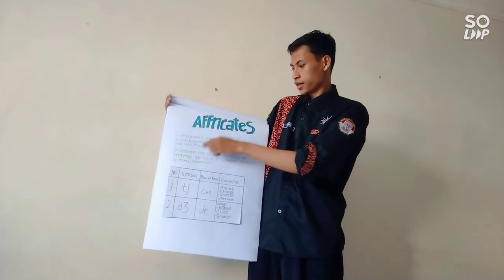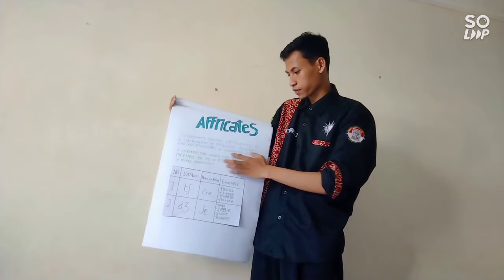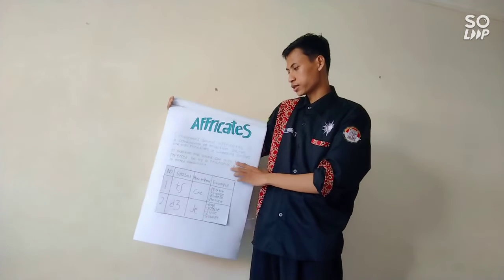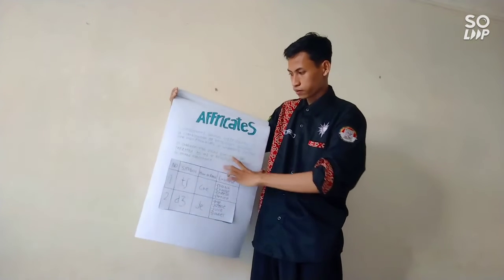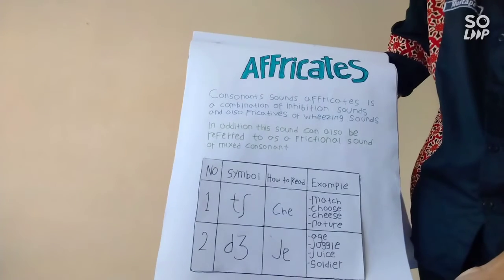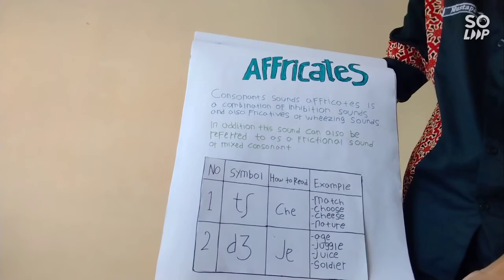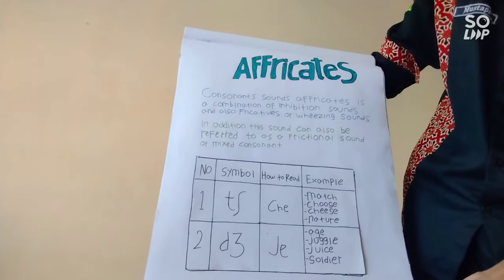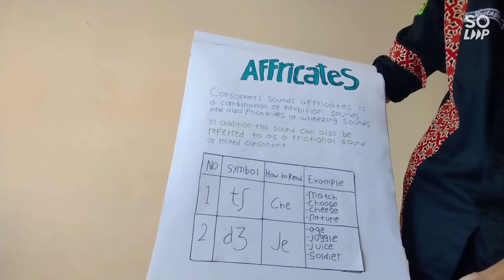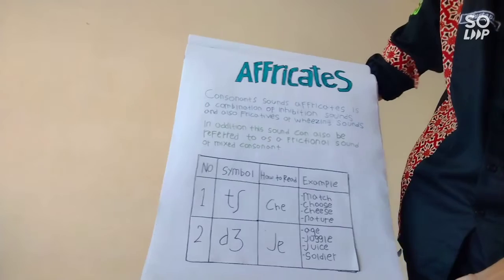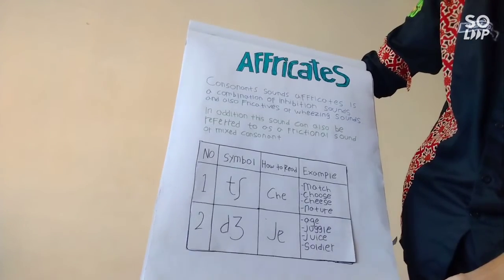Affricate consonant sounds. An affricate is a combination of a plosive sound and a fricative, or hissing, sound. This sound can also be referred to as a fricative-plosive sound. Yes, these are the symbols of affricates. First, we have ch and j. For example, for ch: match, choose, cheese, and nature. And for j, we have age, juggle, juice, and soldier.